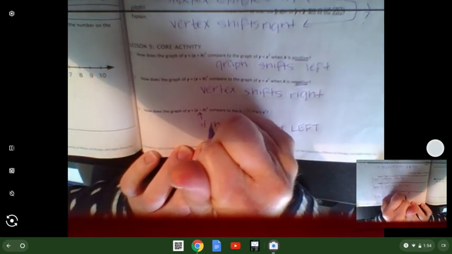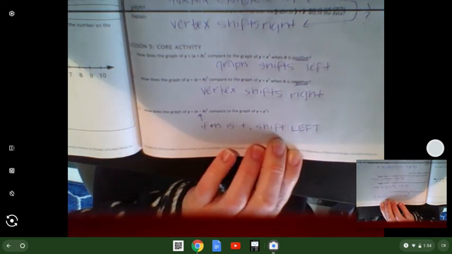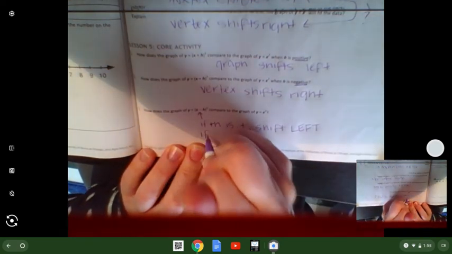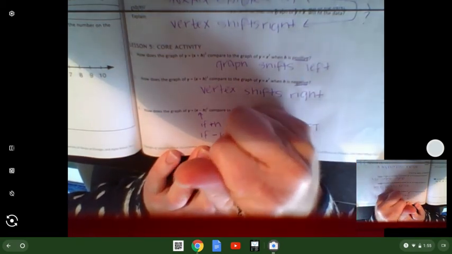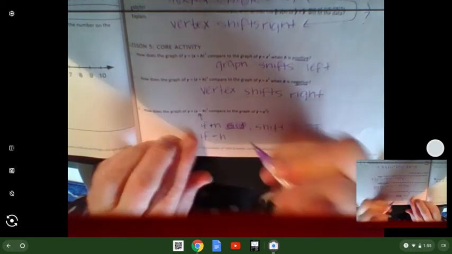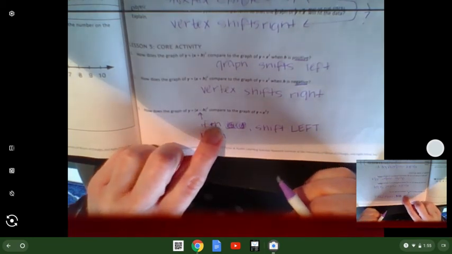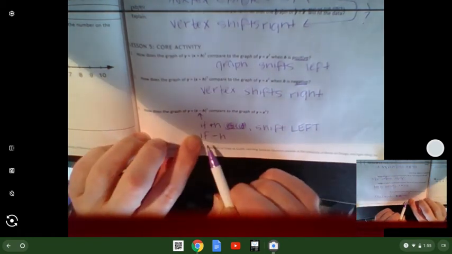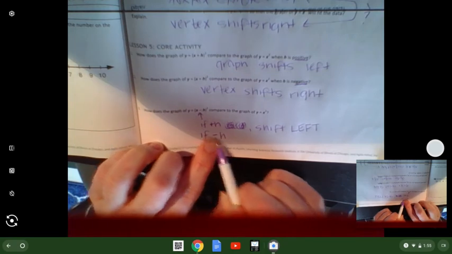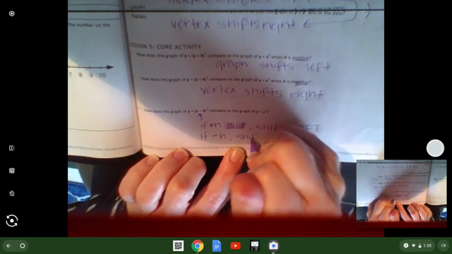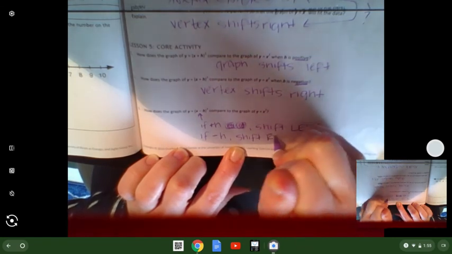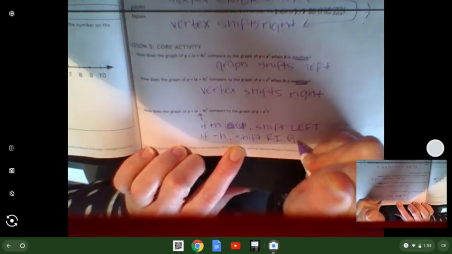Or I should say, if it is a plus h, we shift to the left. And if it says minus h, yeah, we'll rewrite it like that. If I read this as x plus h, we shift to the left. And if I read this as x minus h, we are going to shift to the right. Inside is always backwards from what you think it's going to be.